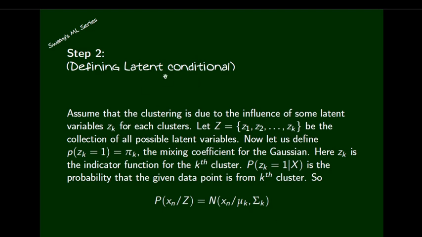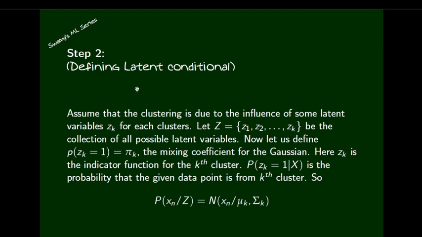Latent means some unobserved thing. Now I am starting from a k-means clustering model. That means there are k clusters. There should be some reason that a particular point belongs to a cluster. That is hidden. That hidden reason is called our latent variable. Because of the presence of the latent variable, these data points are classified into different clusters.